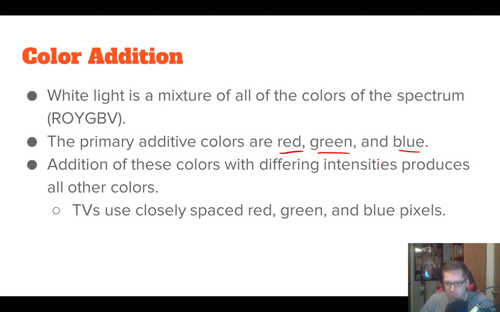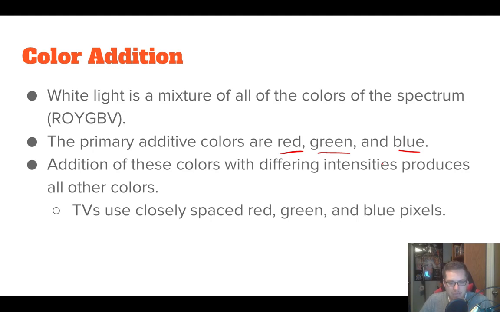All right. And so addition of these three colors with different intensities makes all the different colors. So if you've ever mixed colors in Photoshop or with the color settings on a monitor or a TV, something like that, it's always based on RGB values. You've probably heard that before, RGB values. Those RGB values are red, green, and blue. They're the primary additive colors.